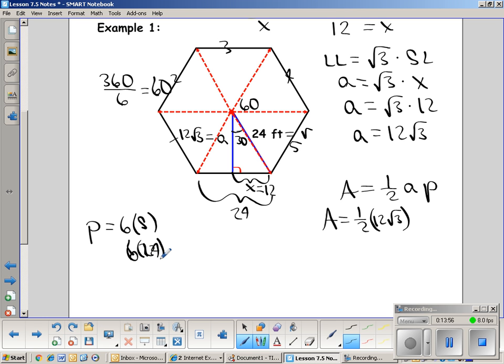Let me clean that up. 6 times 24. Did you say 144? Yeah, I heard that, and so as I started writing 24, I put 1 for 144. So I agree. 144. So that's my perimeter.